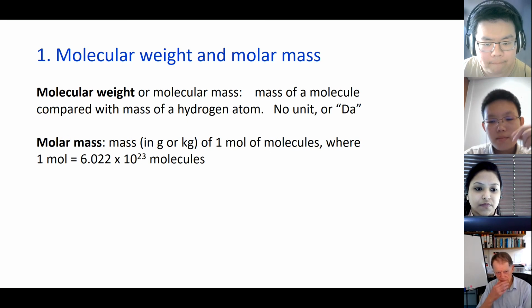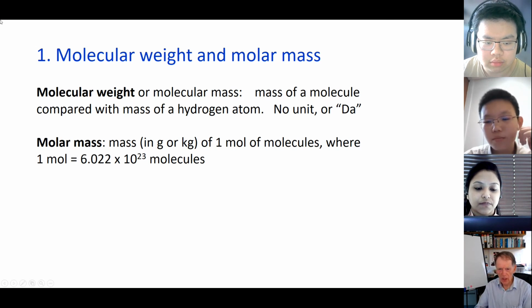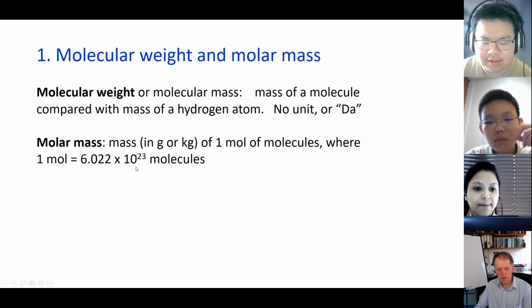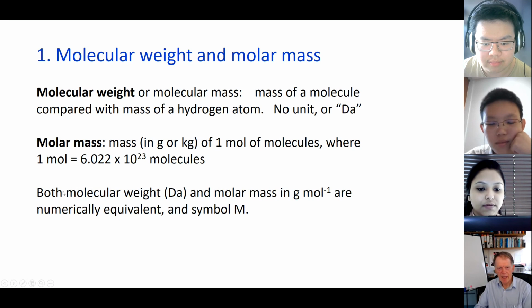Now, molar mass is the mass in grams or kilograms of 1 mole of molecules, where 1 mole is 6.022 times 10 to the power 23 molecules. Does anyone know what this number is called? Something constant. Can you remember the name? Avogadro or something. That's right, Avogadro's number. So it's the mass in gram or kilogram of 1 mole of molecules, where 1 mole is 6.022 times 10 to the power 23 molecules.